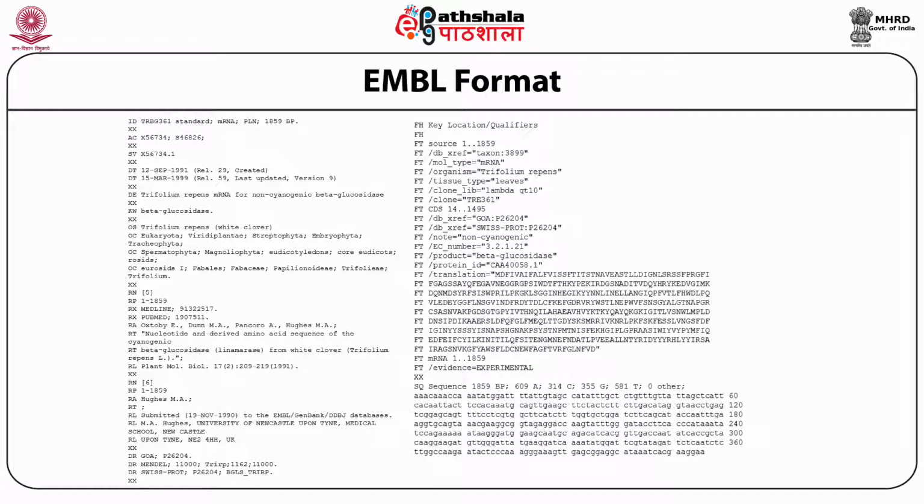We can see here the EMBL format of a sequence. At the top, the information is given on what the molecule is, whether it is messenger RNA, and what the size of the messenger is. You can find here 1859 base pairs, then the date on which this sequence was created, then the name of the enzyme, then the source it is from, then the classification, especially the taxonomic information. Then you can find the Medline ID, PubMed ID, who the authors are, and where this work was published.